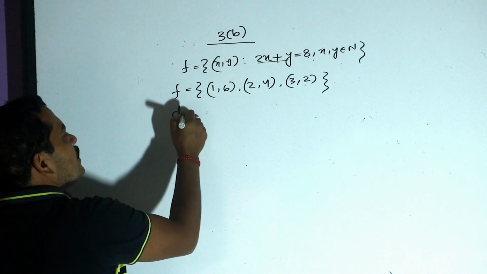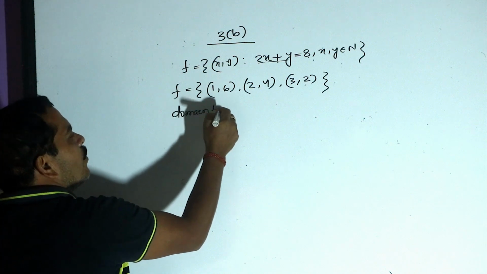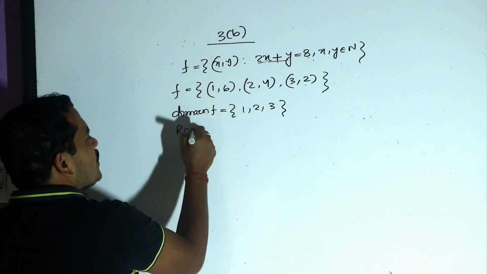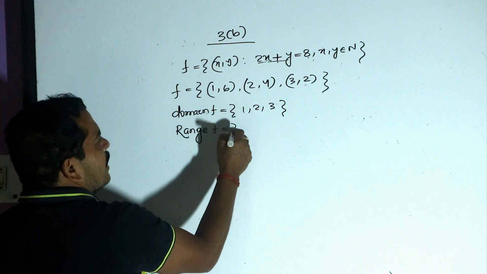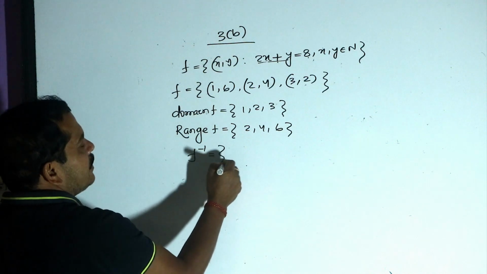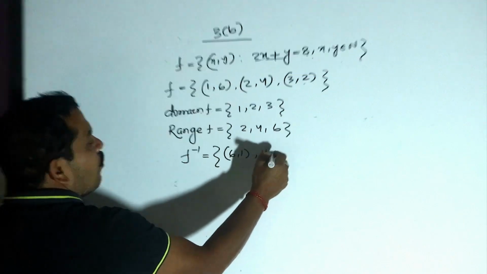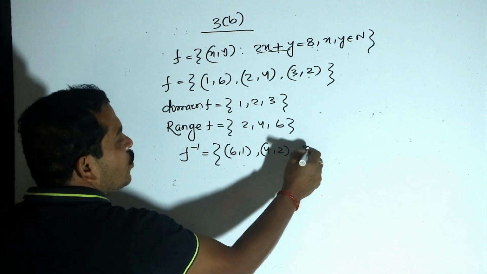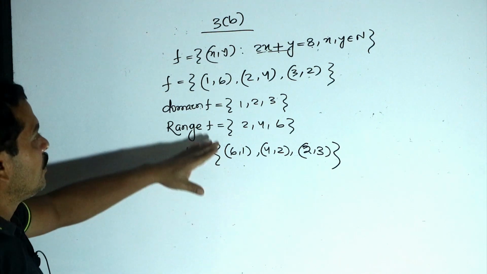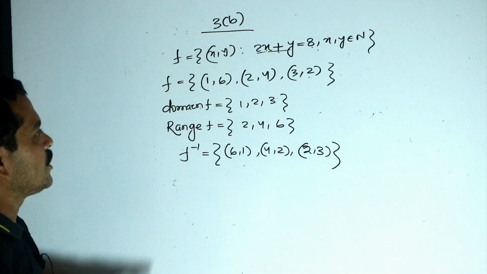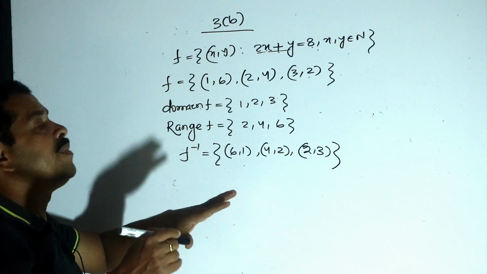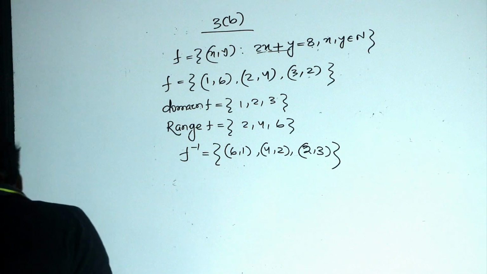Here domain f is {1, 2, 3}, and range f is {2, 4, 6}, and inverse f is {(6,1), (4,2), (2,3)}. Just interchange the order pairs. That is the inverse relation. Domain, range, inverse relations. You have been given the condition of the relation. You have to find the elements, domain, range, and inverse relations.